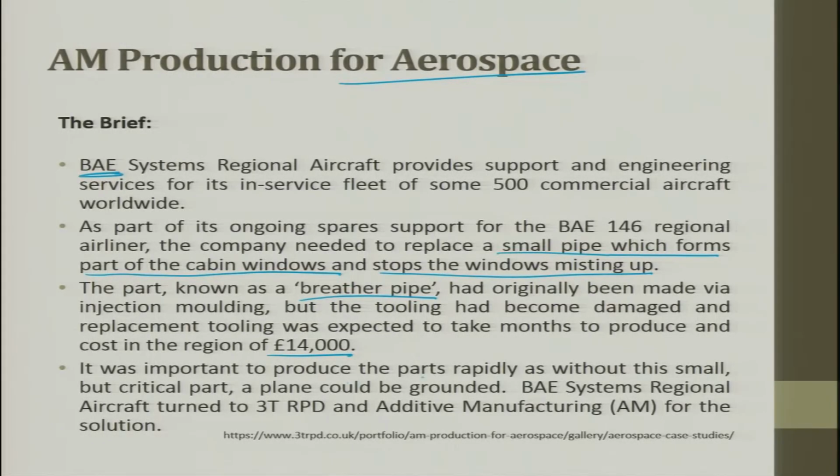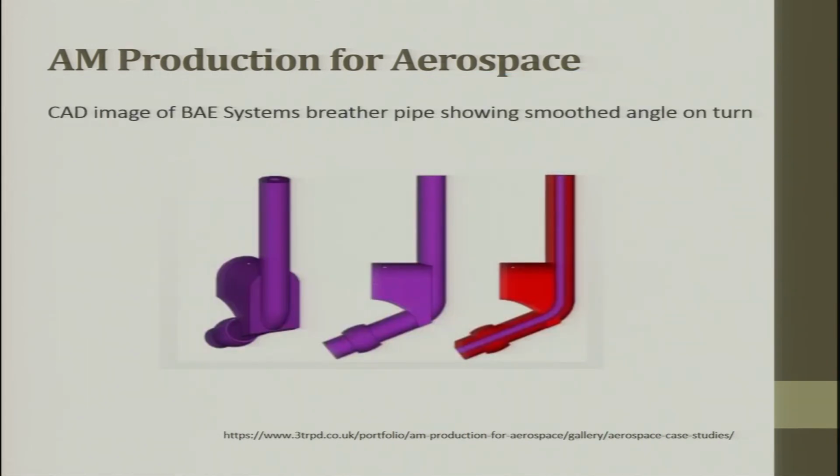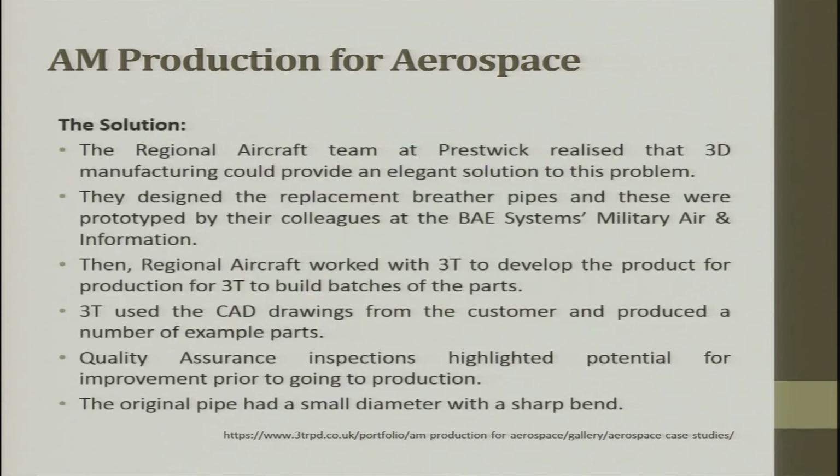So, it is important to produce the part rapidly, as without this small but critical part the plane could not be grounded. So, BAE Systems Regional Aircraft turned to 3T RPD and additive manufacturing for a solution. This is the CAD model of the BAE Systems breather pipe showing the smooth angle of turn. The aircraft team at Prestwick realized that 3D manufacturing can provide an elegant solution to this problem.